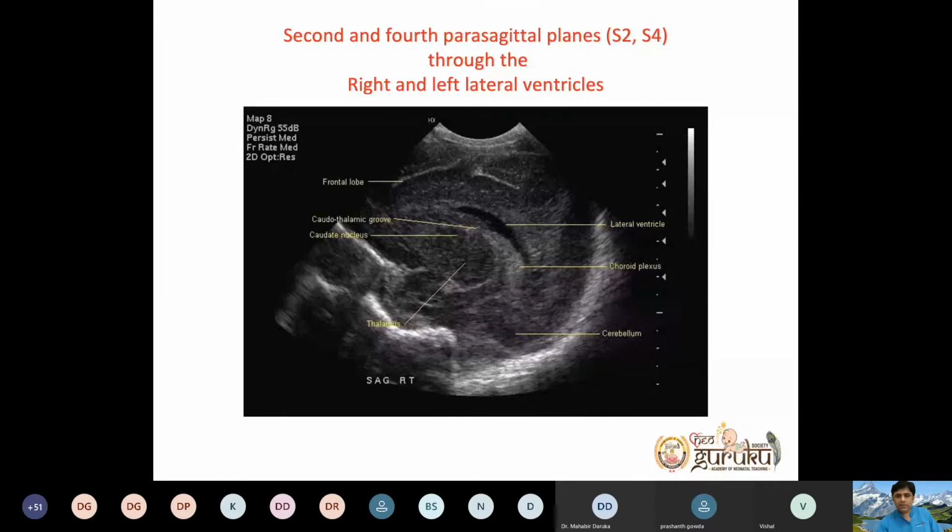So these are the structures. In the lateral, when you take a mid parasagittal section, you see the caudate nucleus, thalamus, caudothalamic groove, slit of the lateral ventricle, occipital horn sometimes, and a bit of cerebellum, part of the cerebellar hemisphere also you can see.